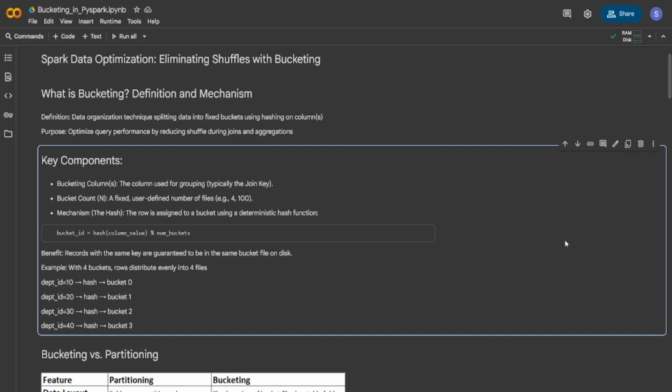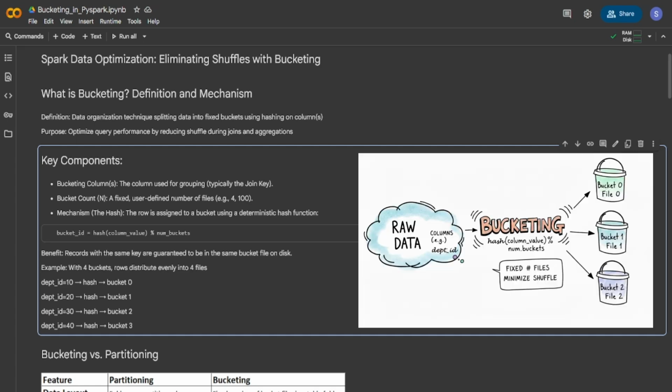Bucketing is a data optimization technique used in distributed data systems like Spark, Hive, and data warehouses. Its primary function is to co-locate related data into a fixed, predefined number of physical data files, which we call buckets. So, bucketing is a form of data clustering where rows are distributed across a fixed and user-specified number of buckets, or physical files, based on the hash value of one or more specified columns, known as bucketing columns.